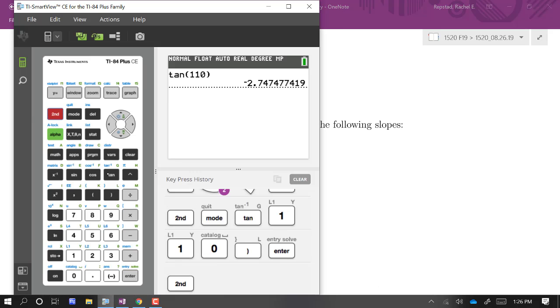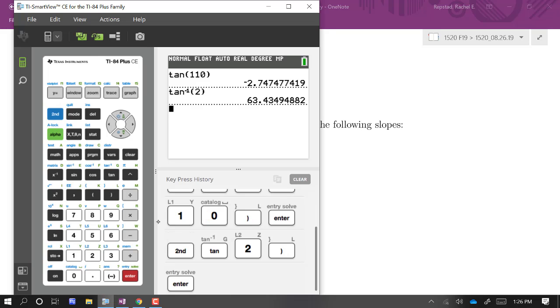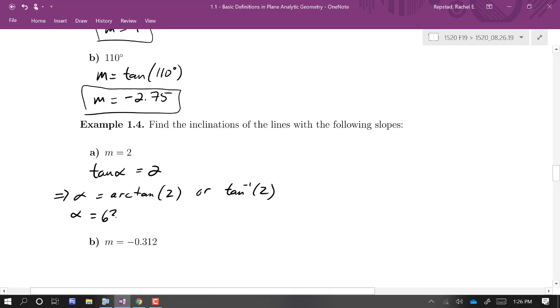So let's see, second tan of 2. I get 63.4 degrees. That seems like a plausible answer. My slope was positive, and my only sort of gauge from that, I guess, is that I'm going to at least expect it to be an acute angle, and that's what we got. Yes, exactly. So 63.4 degrees.